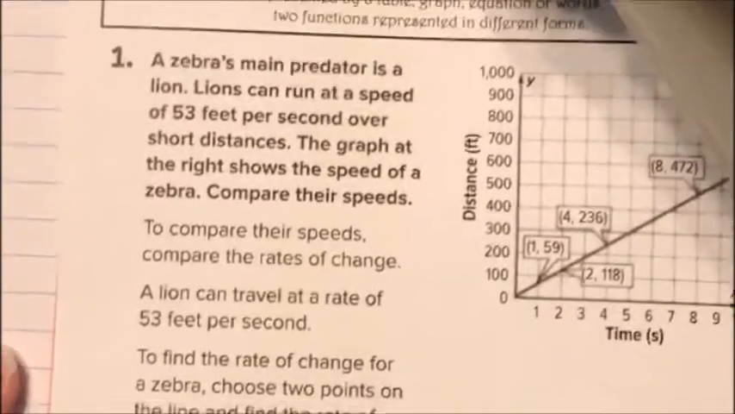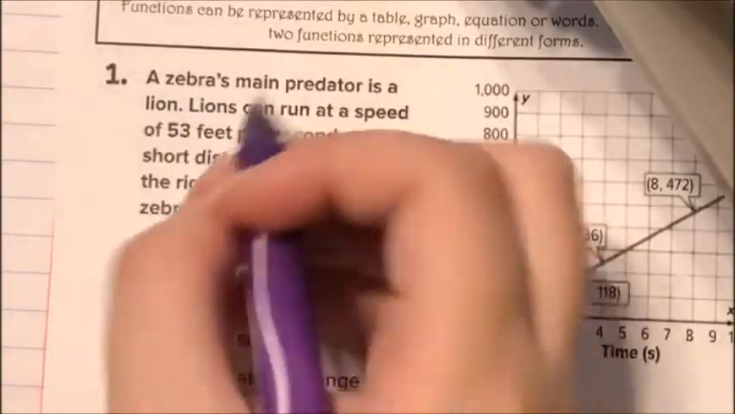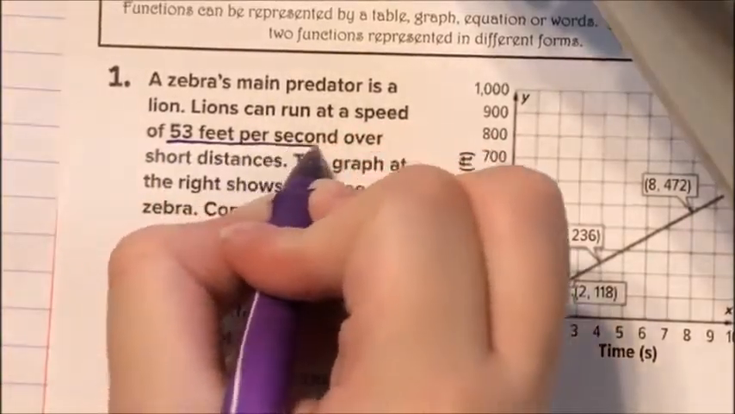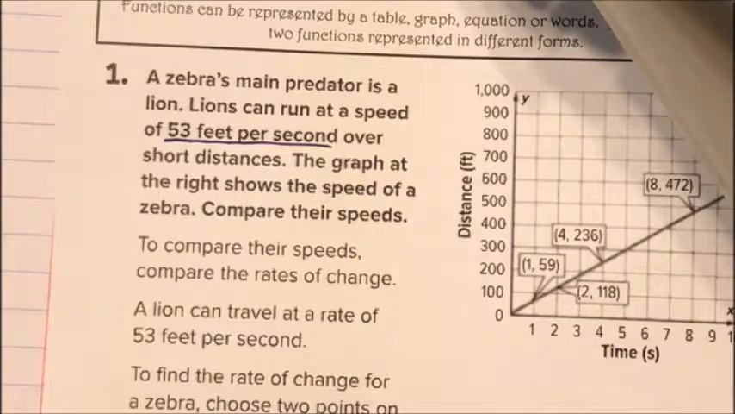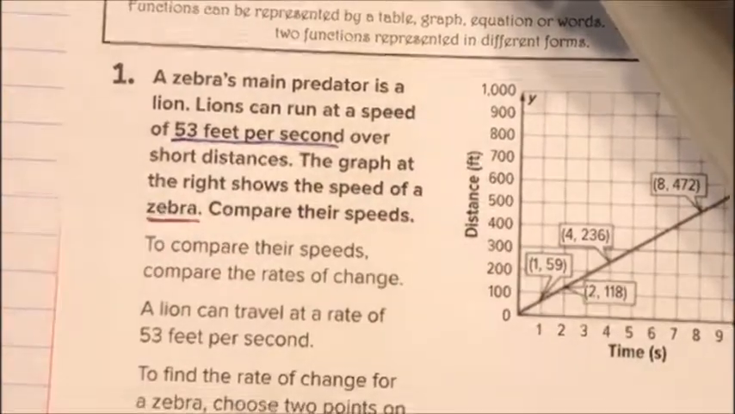says a zebra's main predator is the lion. Lions can run at a speed of 53 feet per second over short distances. The graph at the right shows the speed of a zebra. Compare their speeds. To compare their speeds, I compare their rates of change. Okay, so I'm going to have two colors. Lion is going to be purple, 53 feet per second. And zebra is going to be pink. Okay?